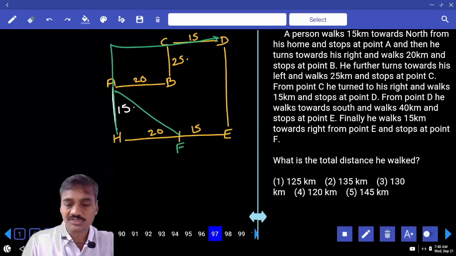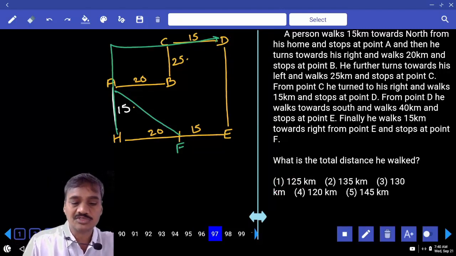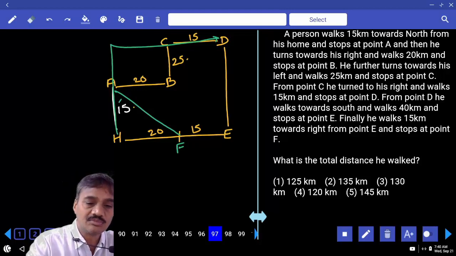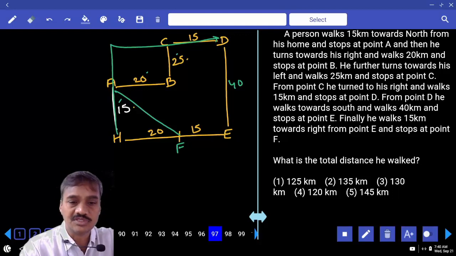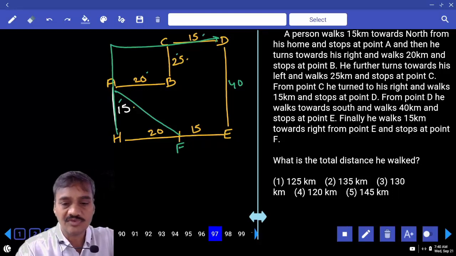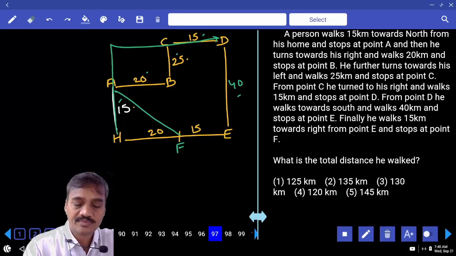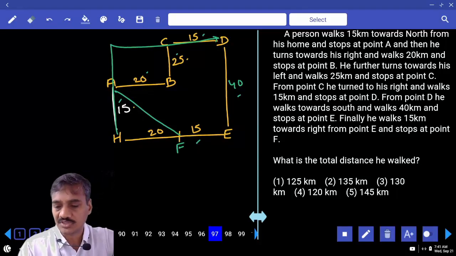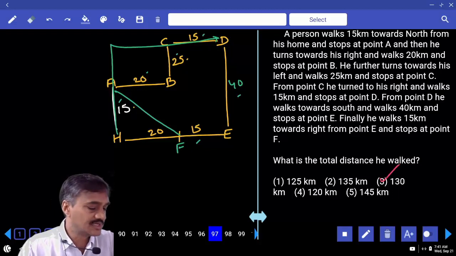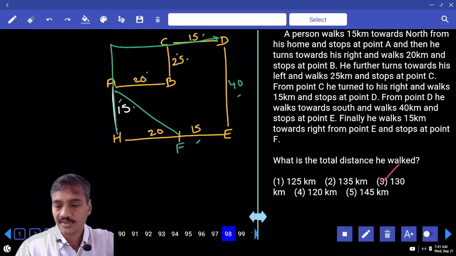97, what is the total distance he travelled? Now for total distance, start counting here. 15 plus 25 is 40. 15 plus 20 is 35. 35 plus 25 is 60. 60 plus 15 is 75, plus 40 is 115. 115 plus 15 is 130, choice 3. That is 97, choice 3. Then 98.